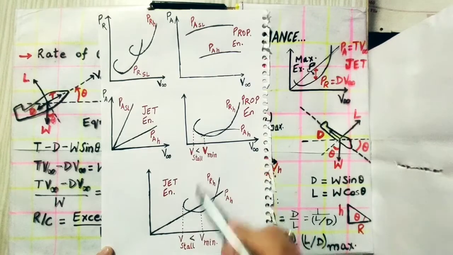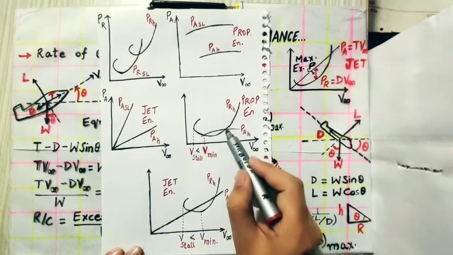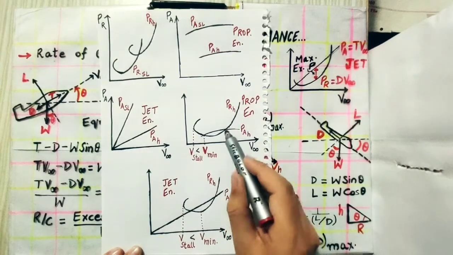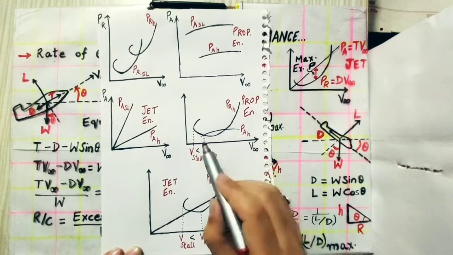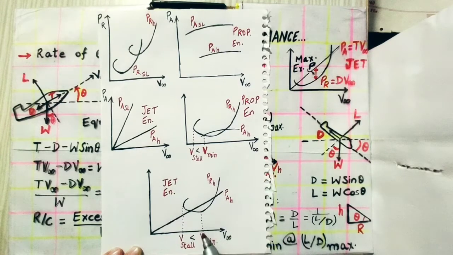And their intersections in both the graphs, we will see that this is the point of maximum velocity for propeller engine airplane, and here this is the point of maximum velocity, because power required at height and power available at height intersect at a point at high velocity, which will give us the maximum velocity of the aircraft that it can achieve. And the minimum velocity, sorry, this curve should be over here, this point I'm talking about should be here. Okay, this is not V minimum, this is V minimum.